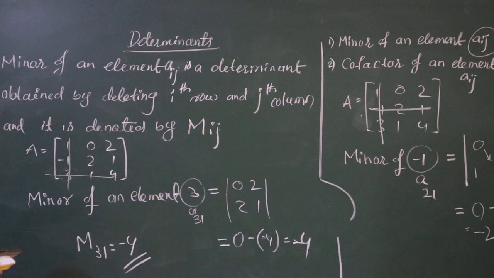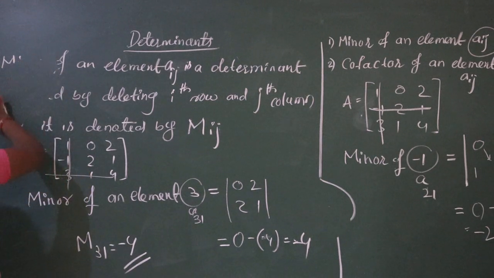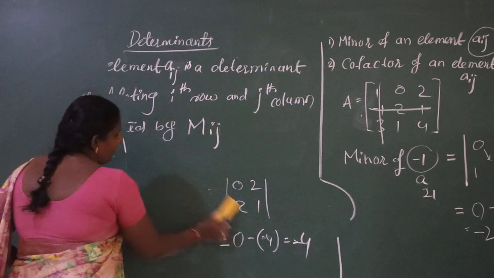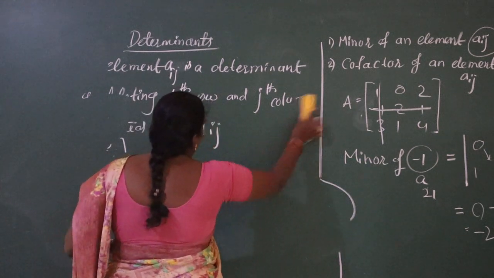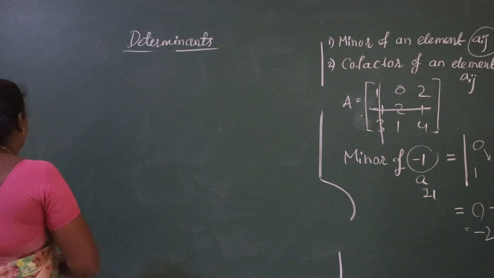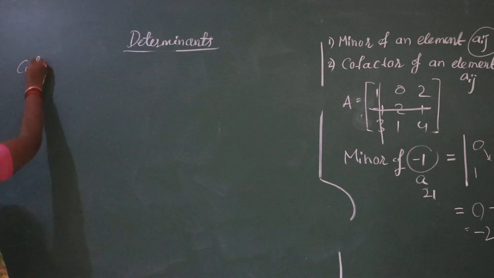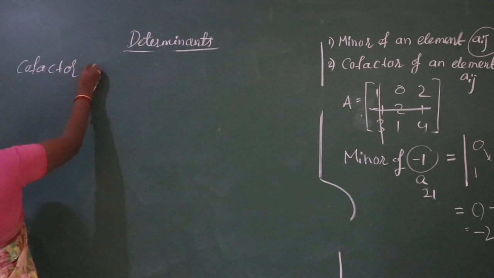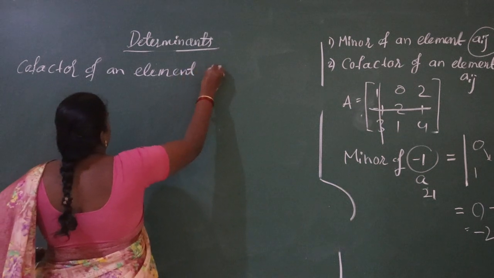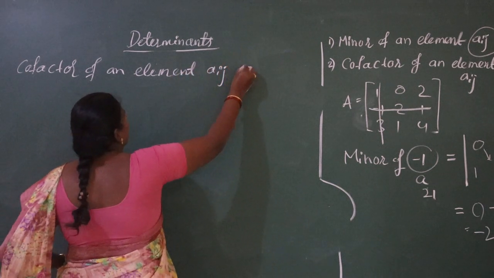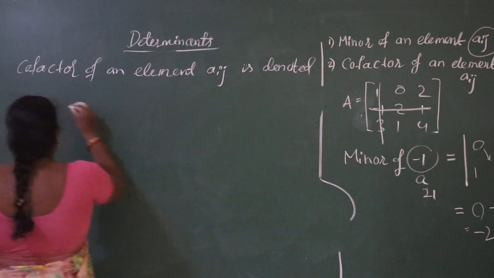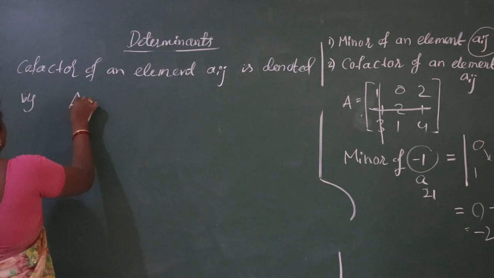After completion of minor, we are going to discuss cofactor. Cofactor of an element. Cofactor of an element small aij is denoted by capital Aij. Remember this.